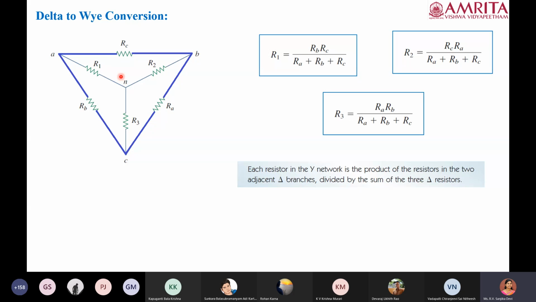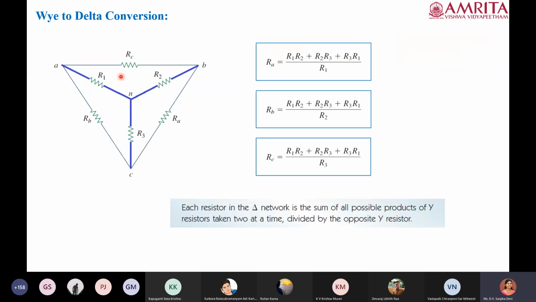And this delta to Y and Y to delta, since already you have learned, I will give you some practice problems. So directly you can do it as a practice problem, because this does not need any explanation. Just by analyzing the circuit, you yourself will be able to do it. I'll give you some 2-3 numericals which you can take as a practice.